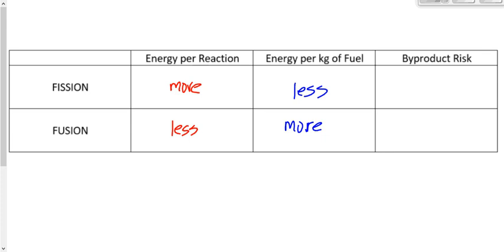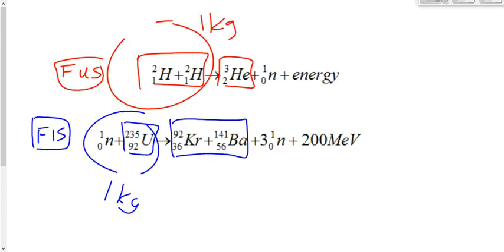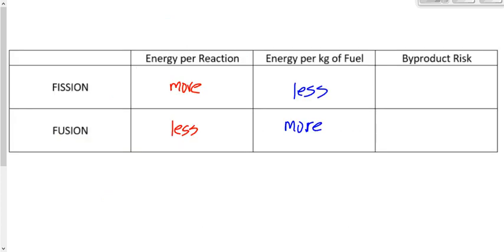Now, finally, it's the last thing that I want to do with you today. Both of these produce byproducts. In the fission reaction that I have here, it produces krypton, barium, some neutrons. The fusion reaction I have here produces helium-3 and a neutron. They both produce byproducts. The risk of the byproducts of fission is high. These byproducts are highly radioactive.